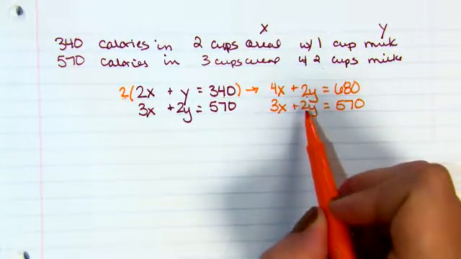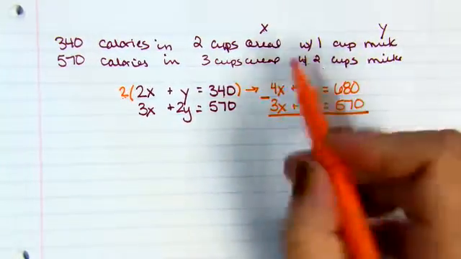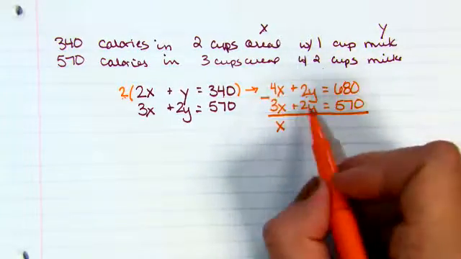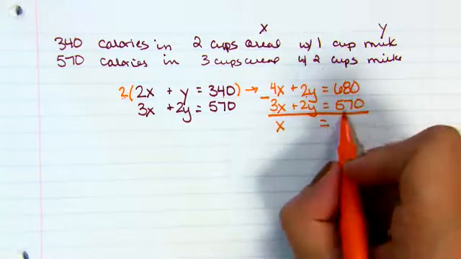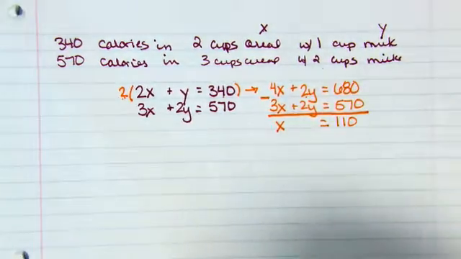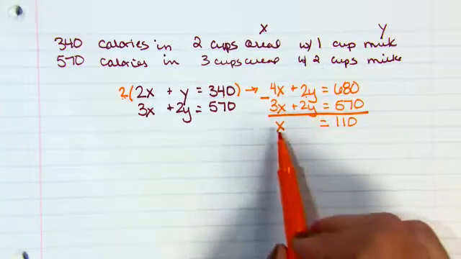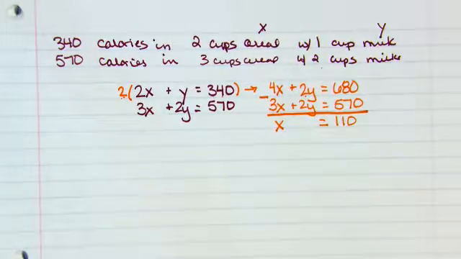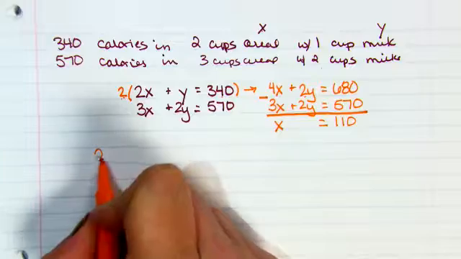And now, because I have positive coefficients, I need to subtract my equations to eliminate that y. 4x minus 3x is x. 2y minus 2y is 0, and 680 minus 570 is 110. So that tells me that x, which was 1 cup of cereal, is 110 calories. If I want to know how many calories are in a cup of milk, though, I need to take that and substitute it into either one of my equations. Let's put it in the first one.